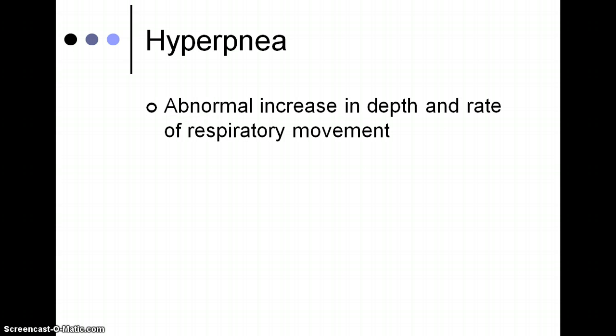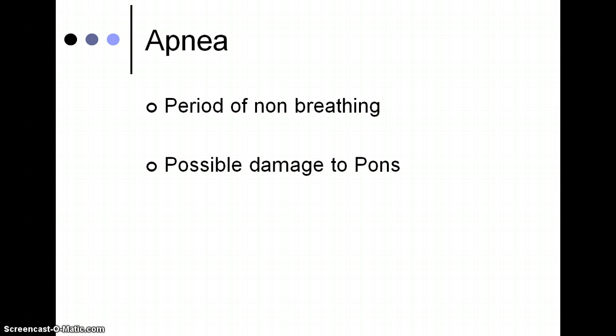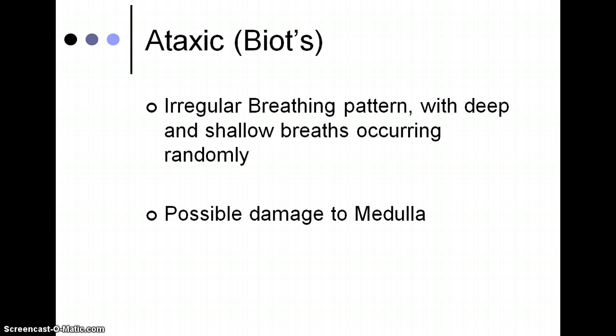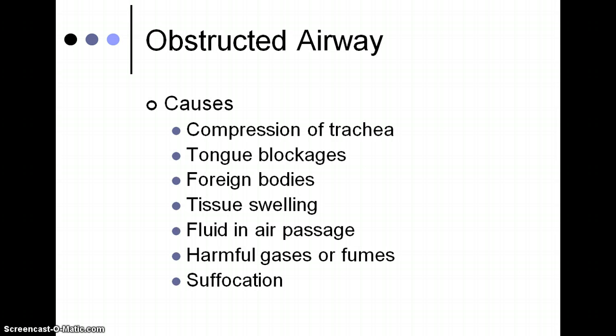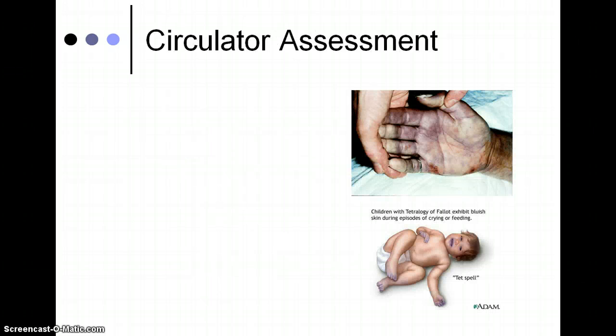Okay, this is just a review of what we covered in class, so review this as many times as you need to, and really understand the types of breathing. You have to notice this when you approach an athlete that's down in the field. Okay, look for an obstructed airway. These causes can be compression of trachea, tongue blockages, foreign bodies, tissue swelling, fluid in air passages, harmful gases or fumes, suffocation.